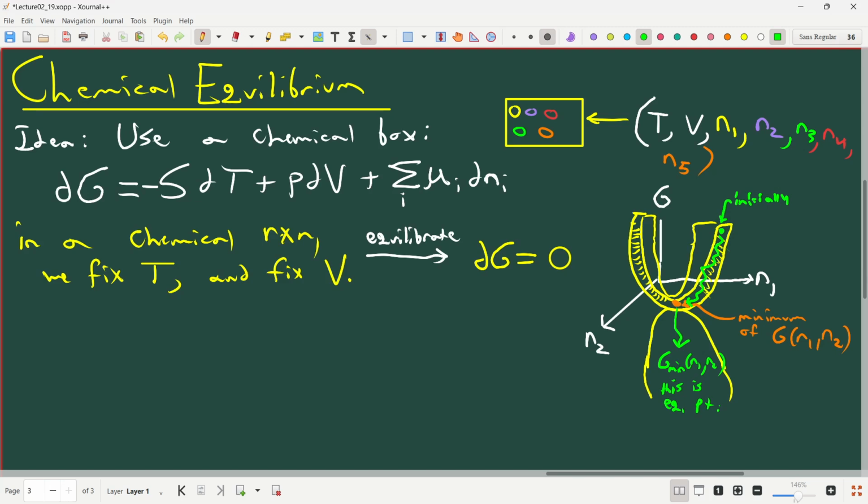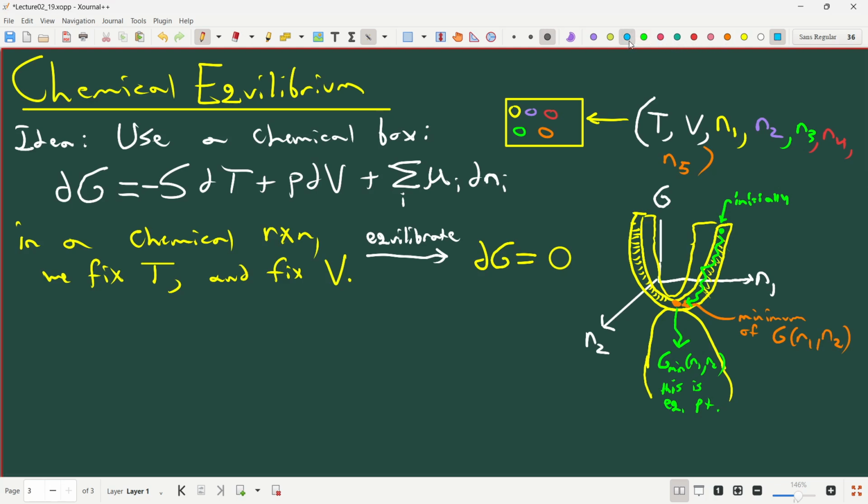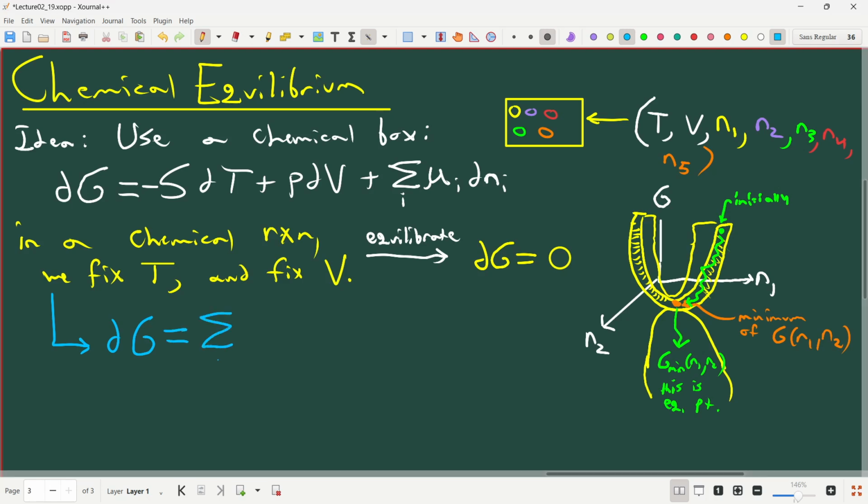This is a very different question than we talked about before. Last time we were talking about the energy change, the enthalpy, the entropy, the work that a system does when it equilibrates. But in this system, we fix T and we fix V, so these terms go away. So in this chemical system that we're looking at, dG is only a function of the chemical potentials.